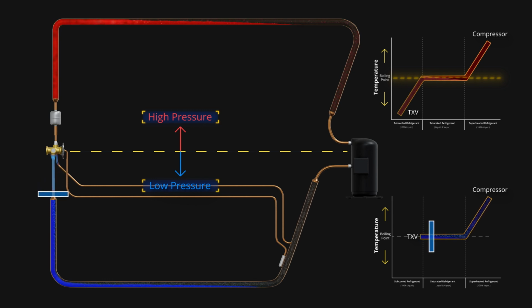The saturated low-temperature refrigerant now enters the evaporator through the distributor tubes. As the saturated low-pressure, low-temperature refrigerant enters the evaporator, it absorbs heat and undergoes a phase change from a liquid to a low-pressure, low-temperature superheated vapor. And then the cycle repeats itself.